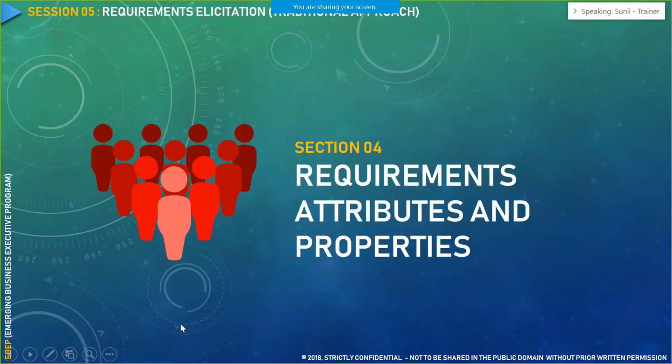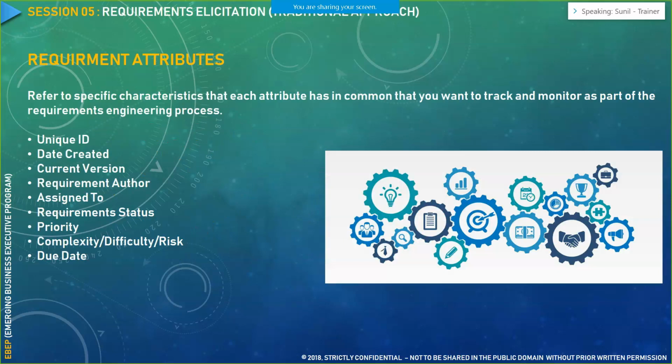Now, what's the difference between requirement attributes and requirement properties? When we write the requirement, there are two things that need to be considered. One is the requirement attributes and the second is requirement properties. Now, if you consider the requirement attributes, they are unique in nature. Unique in nature means we have to write the requirement in this particular fashion. Like every requirement would have a unique ID associated with it.